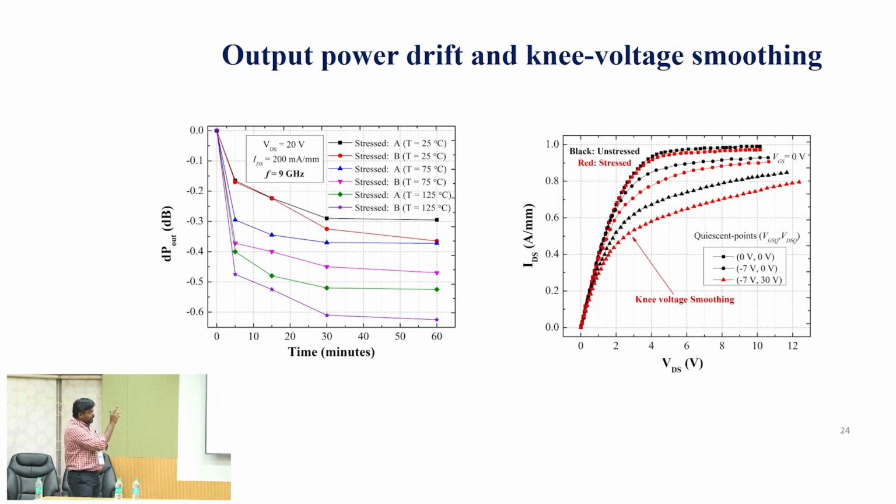And you can clearly see that in the red color the knee voltage is not visible. There is a smoothing in the knee voltage. And if you draw the load line, you can see the reduction in the drain current or knee current. So it is affecting your RF output power. These simulations were done by the 3-5 Lab in France. The objective of the simulation is just to see what effect is introducing this knee voltage smoothing.